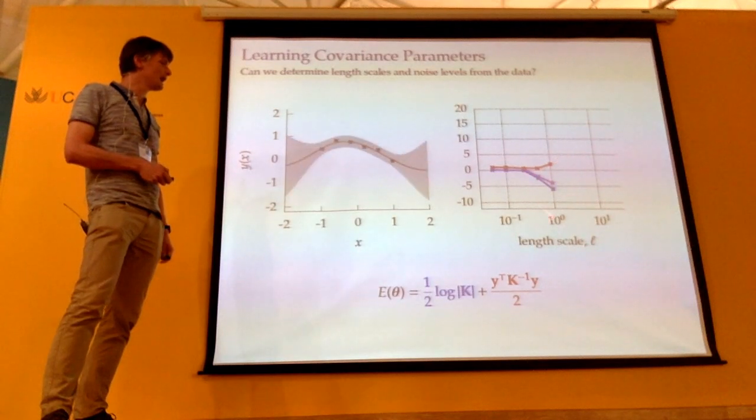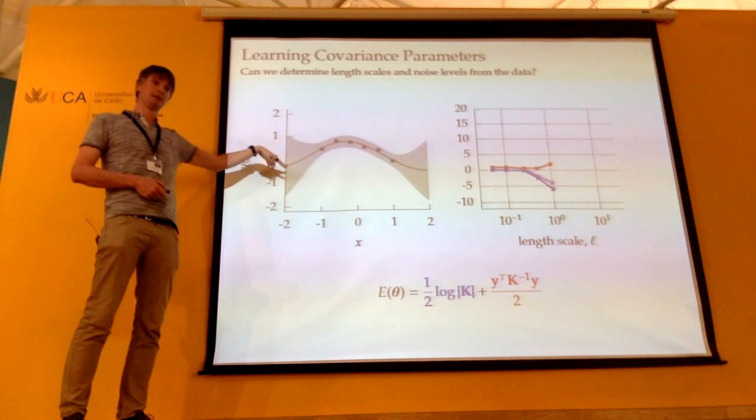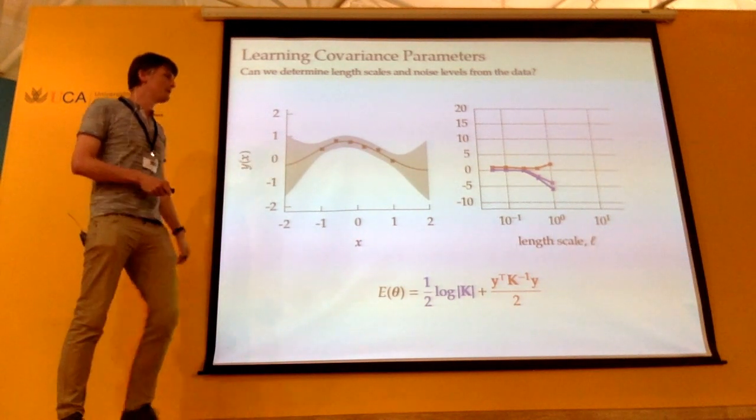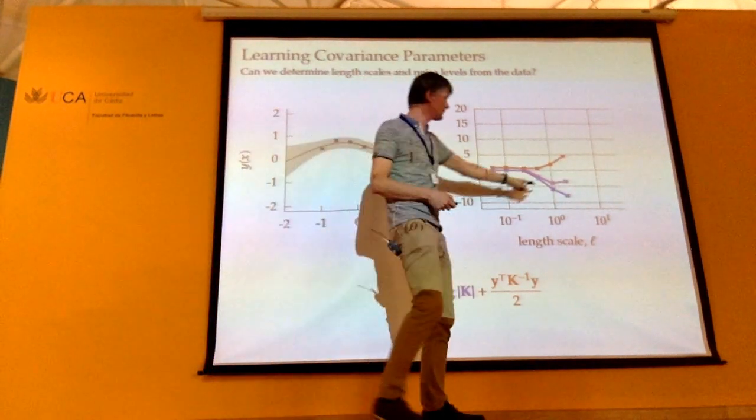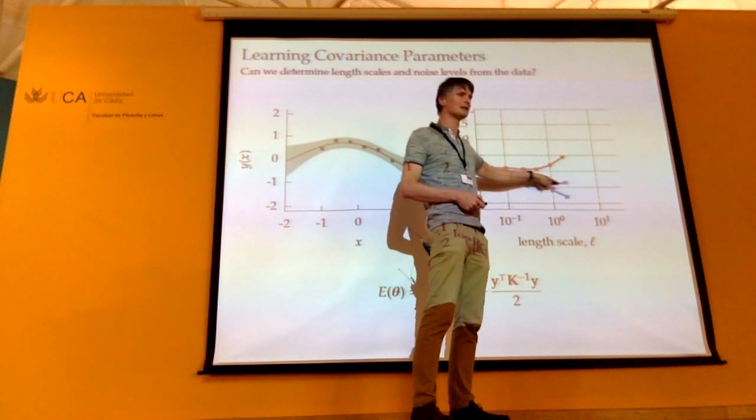So actually the minimum here is at 1. That is actually the correct parameter. That's the parameter I sampled these points from. But of course, it does go up slightly. But notice this curvature here. It's not that certain, right?